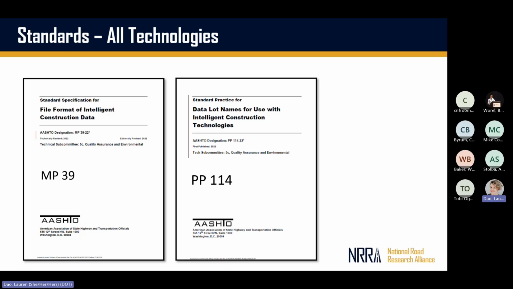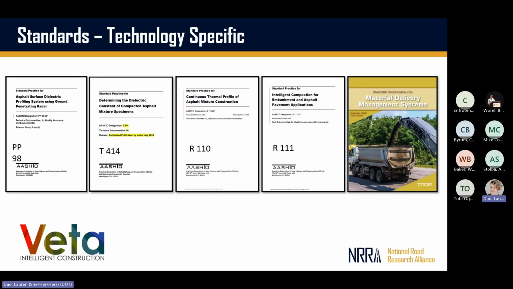This is really big into data management and how we can usefully section out this kind of information in a way that makes sense for us, sectioning things out into lots and sublots, things like that we're used to doing on our projects. And then we've got the individual standard specifications as well. Of course, we've got DPS, thermal profiling, intelligent compaction, and MDMS. So we've got those global standards, and then we've got the individual standards for the technologies.